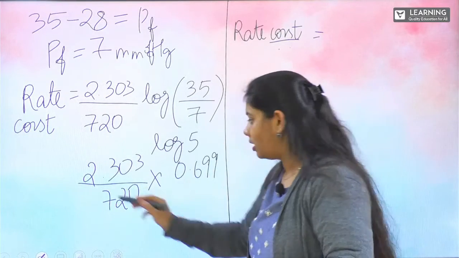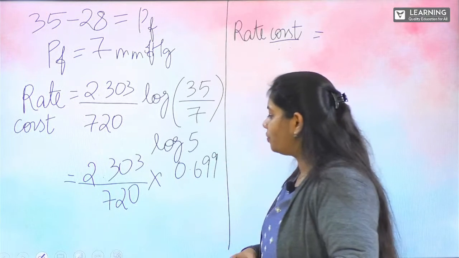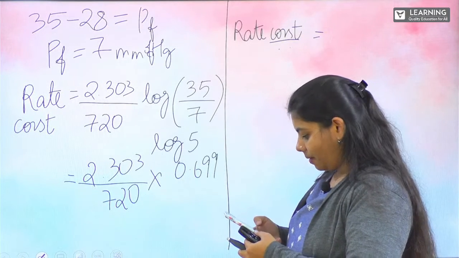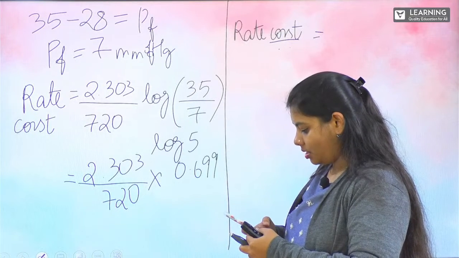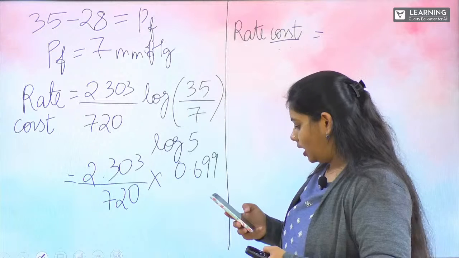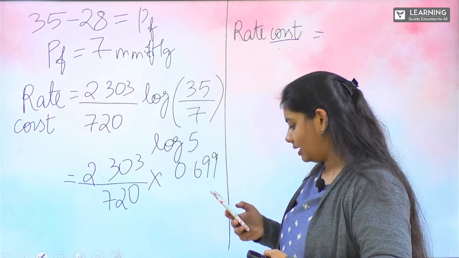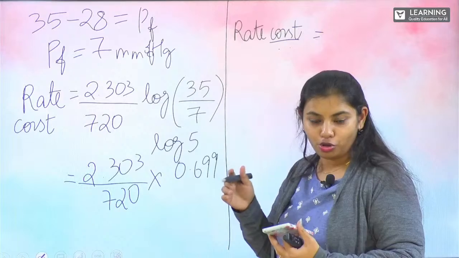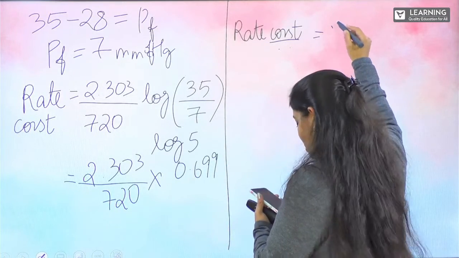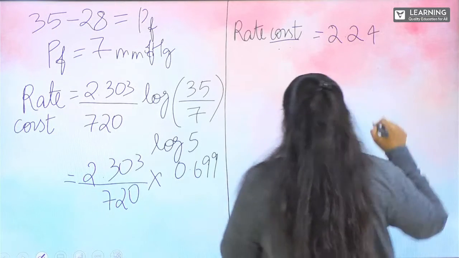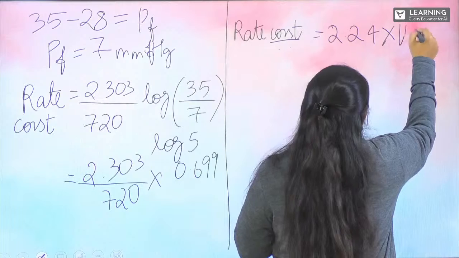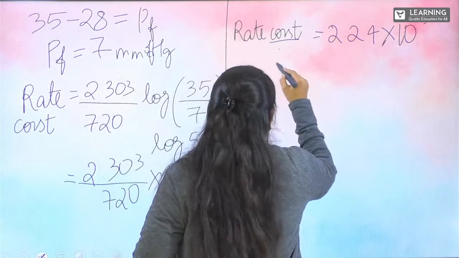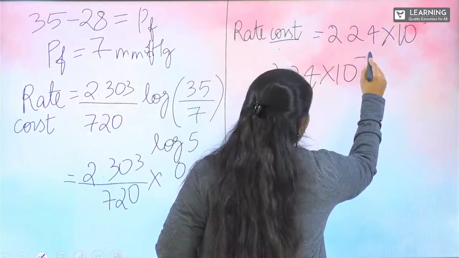can I calculate this along with me? 2.303 by 720. It's going to be 0.0031 into 0.699, which is going to give us 0.002235. If I move the decimal point, that gives us 2.24 into 10 to the power of minus 3. This is going to be our rate constant. Clear? 2.24 into 10 to the power of minus 3.